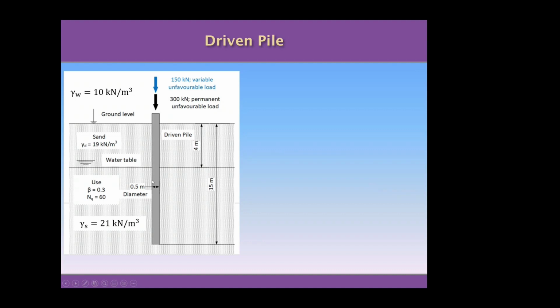We know the diameter of the pile is half a meter. We know as well the saturated unit weight for the sand, which is 21 kilonewton per cubic meter. And we have been provided with the coefficients we need for the beta method in this case, because this is sand and drained, sorry. So you have beta equal to 0.3 and Nq equal to 60. So you have all the data to resolve this problem.